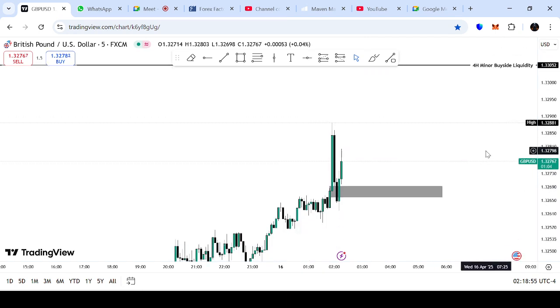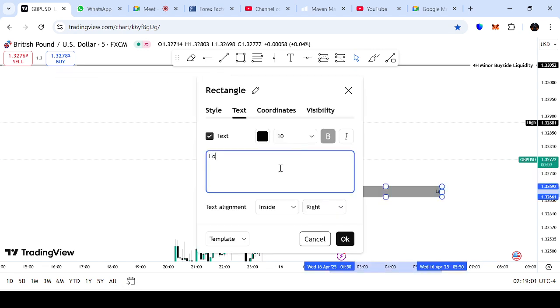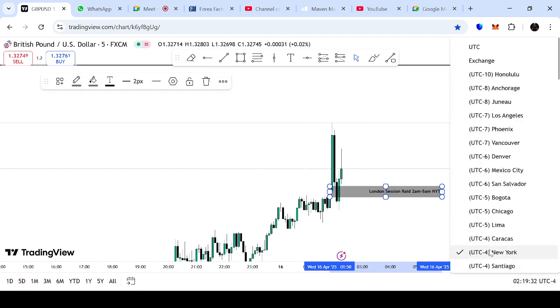That's for this London session rate. That's from 2 a.m. to 5 a.m. New York time. It's London session, but the price action works with New York time. So everything is under New York time. Even your chart, you set it there. You see time zone, New York time.